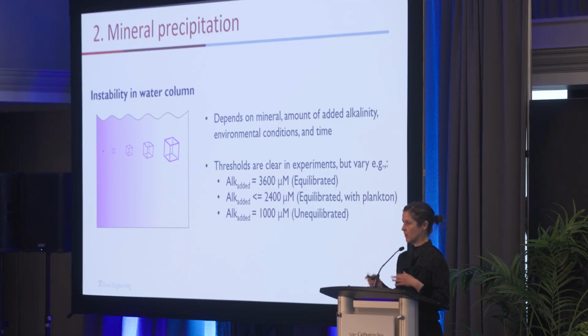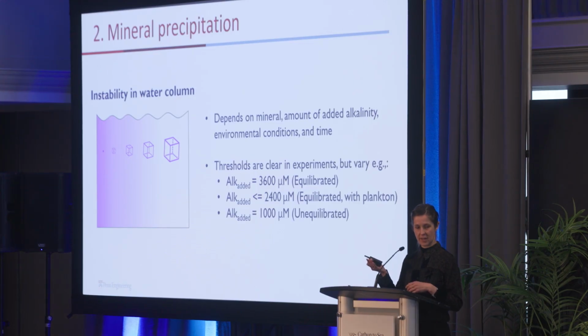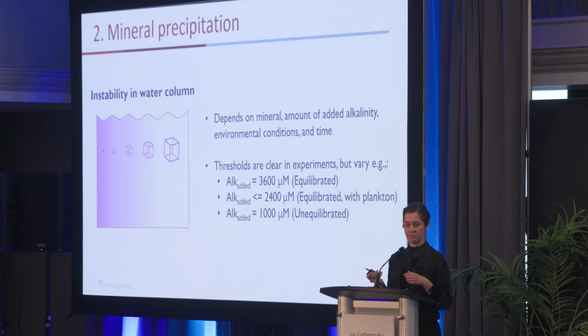And we are starting to learn from research over the last few years. A lot of great research is coming out of Jens Hartmann's lab, showing that there are very clear thresholds for when this precipitation will happen. The thresholds do vary. So for equilibrated conditions, you can add up to 3 millimolar or upwards of 3 millimolar alkalinity. But if there are nucleation sites like plankton in the water, that threshold is lowered. And then if you're using just unequilibrated alkalinity for long periods of time, you have an even lower threshold.